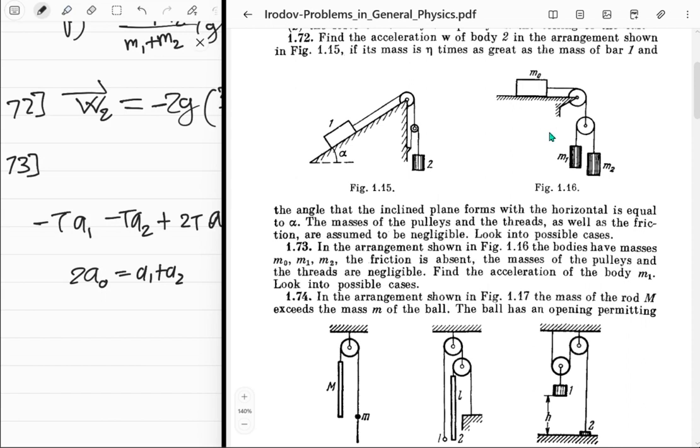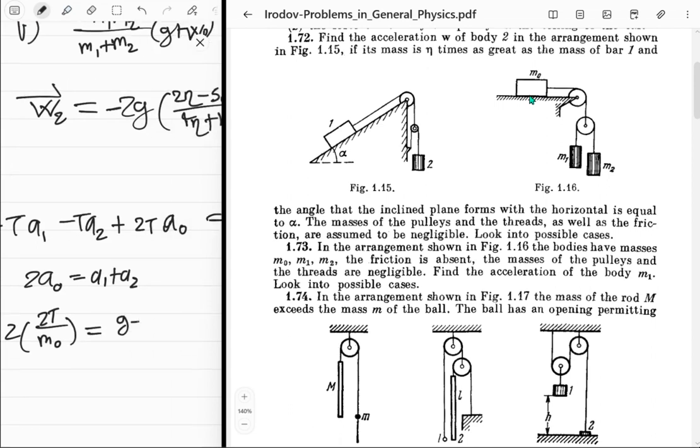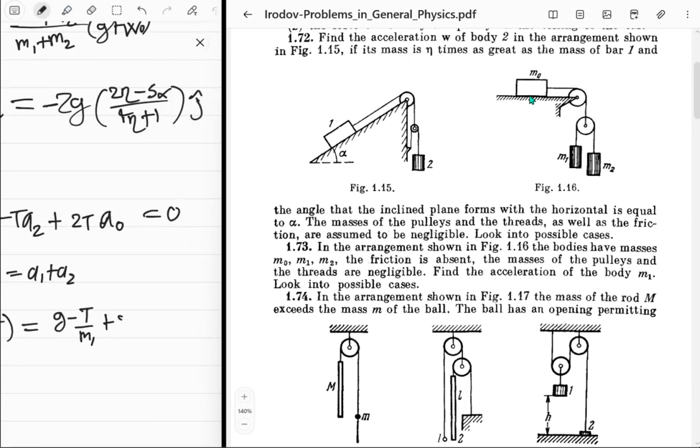Fine. So let's talk about a0. It's just going to be 2T upon m0. Yes, it's equal to... a1 is g minus T upon m1, and then this thing is just g minus T upon m2. That works, I guess.